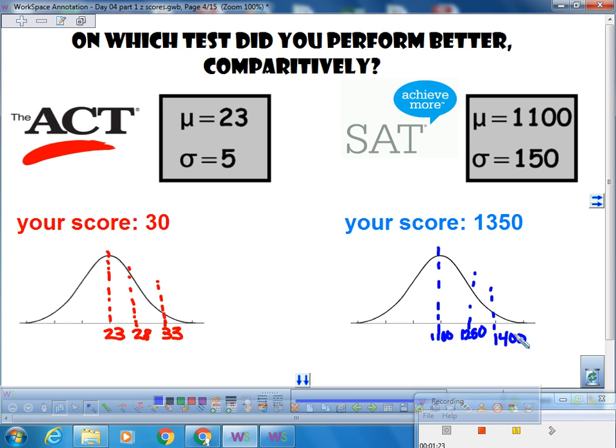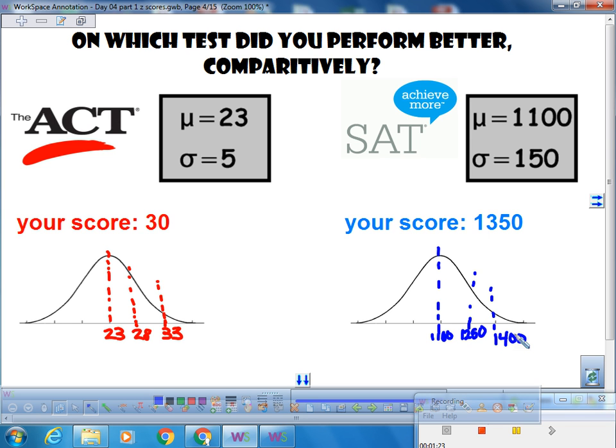You can't really tell, right? Because 23 over here, 30. 30 is 3 away from being all the way up to that second deviation, right? And then over there, if you got a 1350, you're 50 points away. I wonder which one's better. Well, that's what a Z-score is for. You've got to make them comparable. Right now they're apples and oranges.